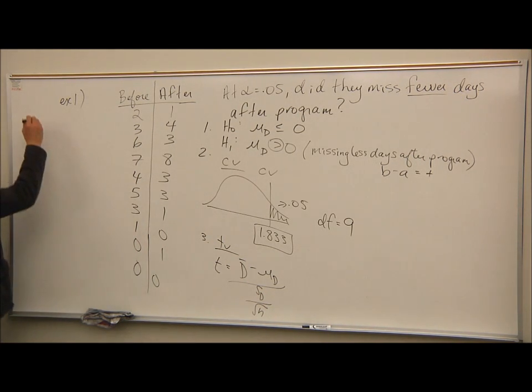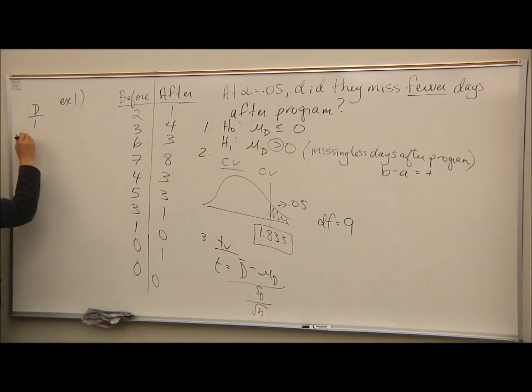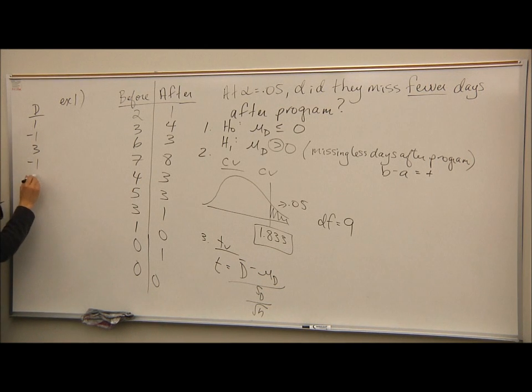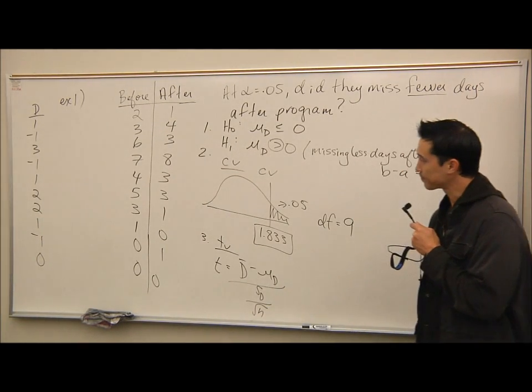Okay, so I'm just going to bring a column over here and I'm going to call this the d column. Okay? And what did we say d was? Before minus after, right? So go through each one of these and just do before minus after. So I'll get you started. 2 minus 1 is 1, right? 3 minus 4 is negative 1. 6 minus 3 is 3. 7 minus 8 is also negative 1. 4 minus 3 is positive 1. 5 minus 3 is positive 2. 3 minus 1 is 2. And you have 1, negative 1, and 0. So your D column is just your before minus your after.